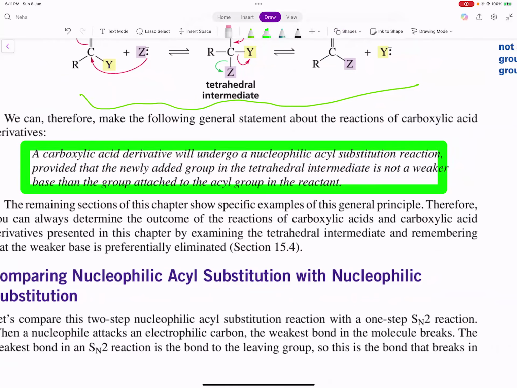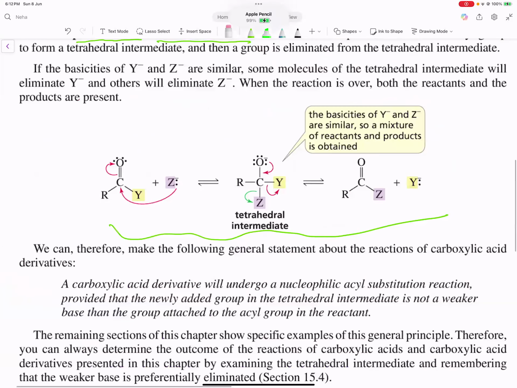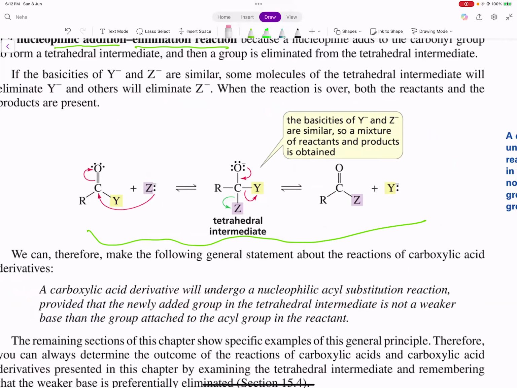A carboxylic acid derivative will undergo a nucleophilic acyl substitution reaction provided that the newly added group in the tetrahedral intermediate is not a weaker base than the group attached to the acyl group in the reactant. This is too much English, so simply: the incoming should be stronger than the outgoing. Got it?